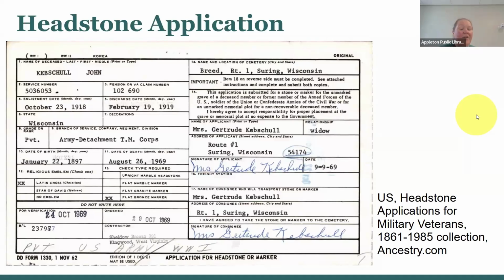Earlier, I had mentioned headstone applications. Usually after they are deceased, somebody is filing to have a special military headstone. So this is another spot where you can get that service number, some enlistment and discharge information, what branch of service, company, regiment, division they were a part of, date of birth, date of death, what kind of marker they would have had, who applied for it. Hopefully that's somebody you know and recognize, because it's not giving a relationship. Oh, it does right here. Widow, of course.